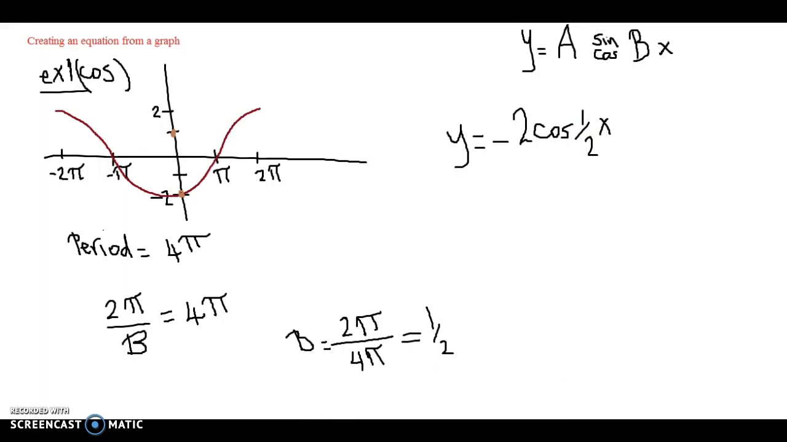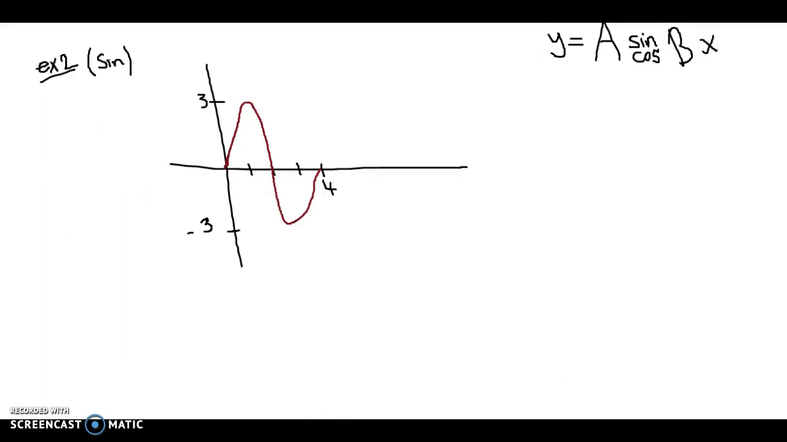Let's look at another example. So we have y equals, again, the amplitude, sine or cosine. In this case, we'll do sine. And then b, x. So the amplitude is apparently going up to 3, down to negative 3. There's no reflection there, so the amplitude is positive. The period is actually going to 4.